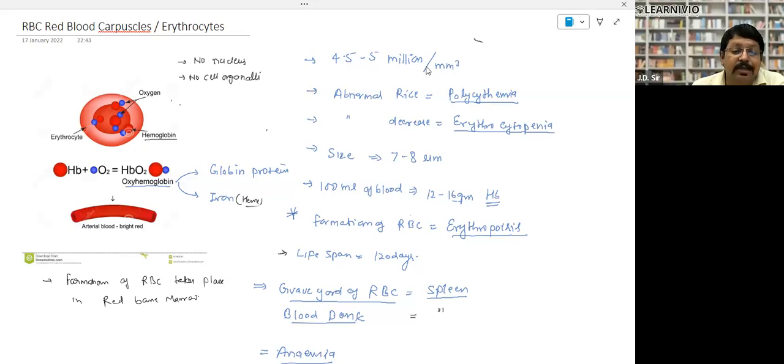The abnormal rise of, that is a more important point for you. These are the questions. Abnormal rise of RBC, if beyond 5 million RBC are there, that is called polycythemia. Abnormal decrease in the RBC is called erythrocytopenia. Note down both of the points. Abnormal rise is polycythemia, both are diseases, and abnormal decrease is called erythrocytopenia.